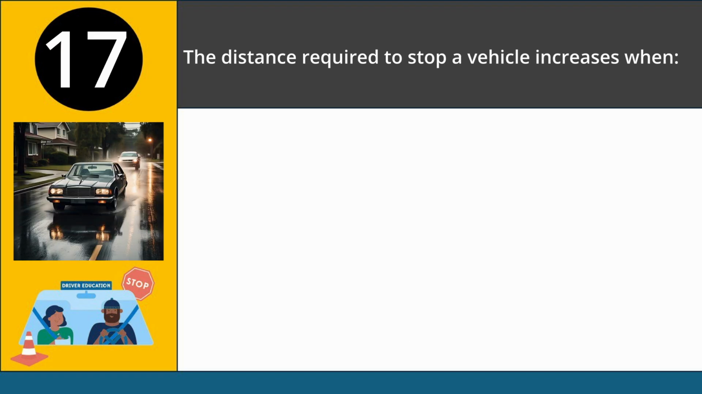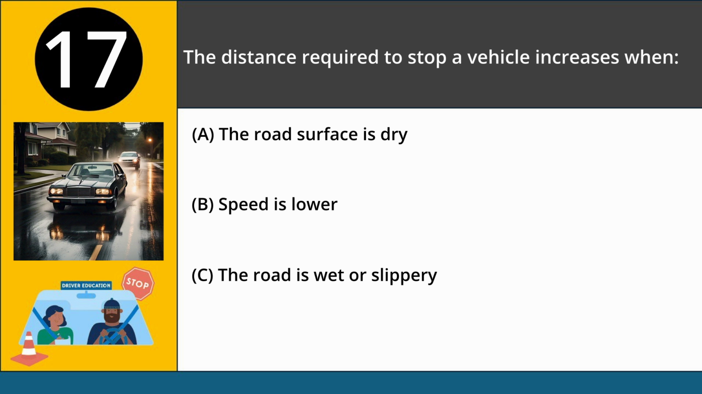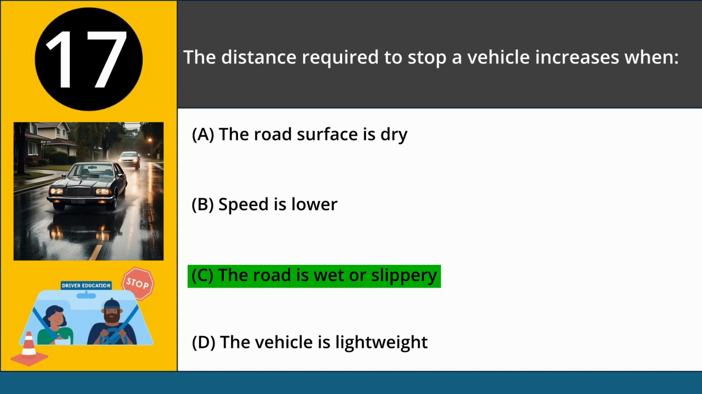The distance required to stop a vehicle increases when: A. The road surface is dry. B. Speed is lower. C. The road is wet or slippery. D. The vehicle is lightweight. Answer C. Wet roads increase stopping distances, making sudden braking dangerous.